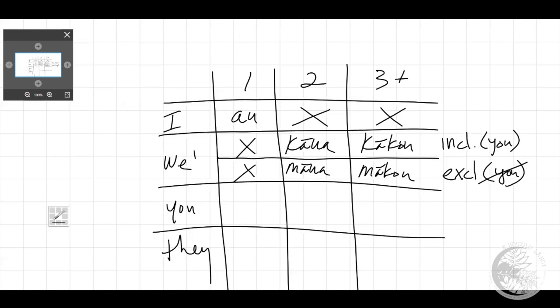So again, just to remind ourselves, in English you have one word for we. In Hawaiian, we have 4 we's. We distinguish between the number of we's, again 2, and we also distinguish between those who are 3 or more. We also distinguish between whether something is included, meaning you, or the you being excluded. Okay.